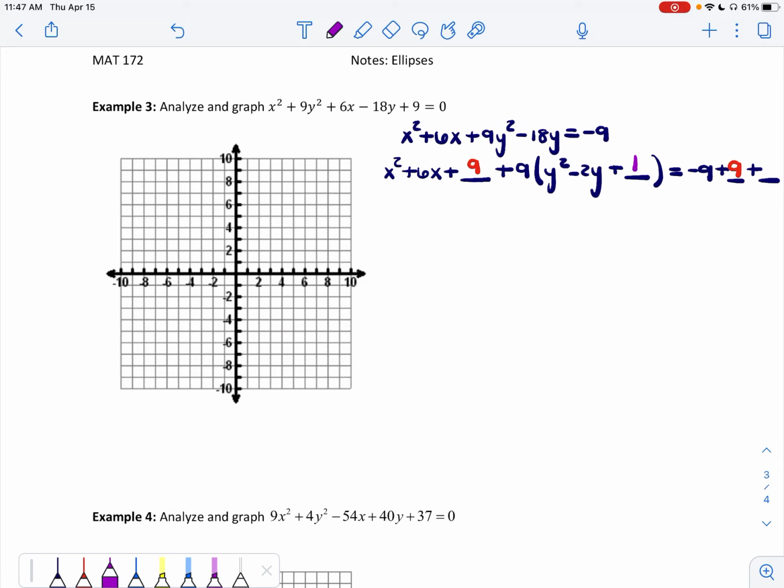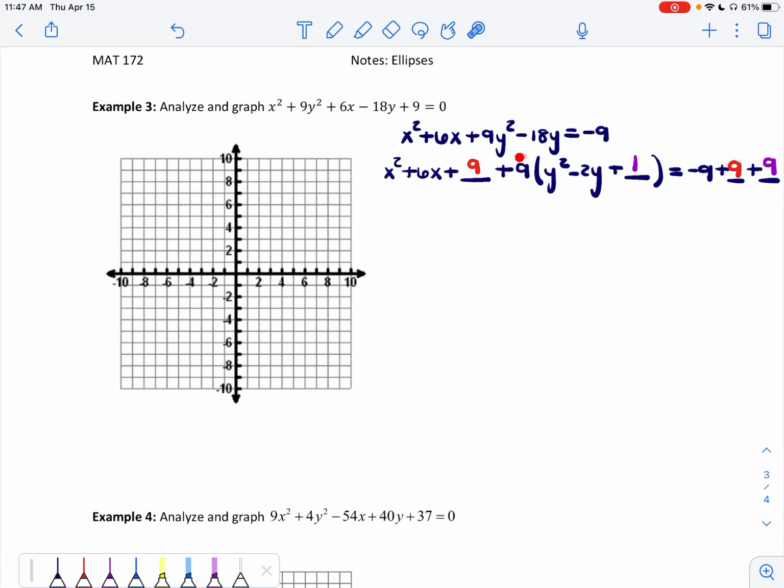Okay. All right, now here's where we have to be a little bit careful. When we're thinking about adding something to the other side, we have to remember that this 1 is inside a set of parentheses that's multiplied by a 9 out front. So really, we didn't just add a 1 to the left-hand side of our equation, we added 9 times 1 to the left-hand side of our equation, which means we also need to add a 9 to the right-hand side of the equation to keep this properly balanced, okay?